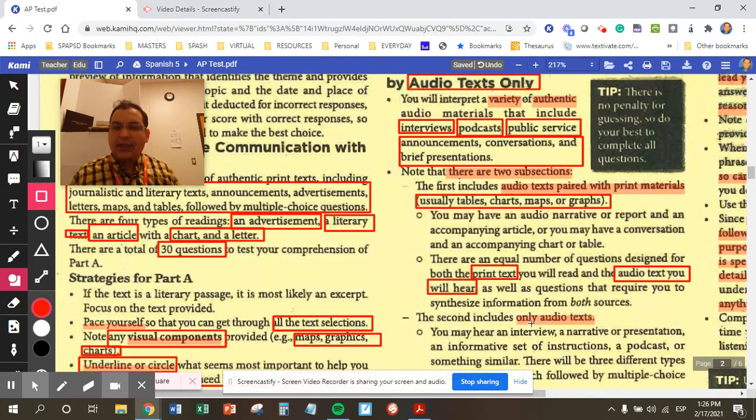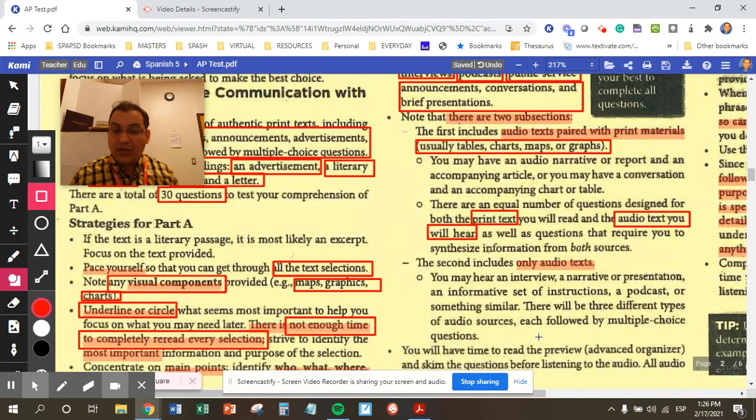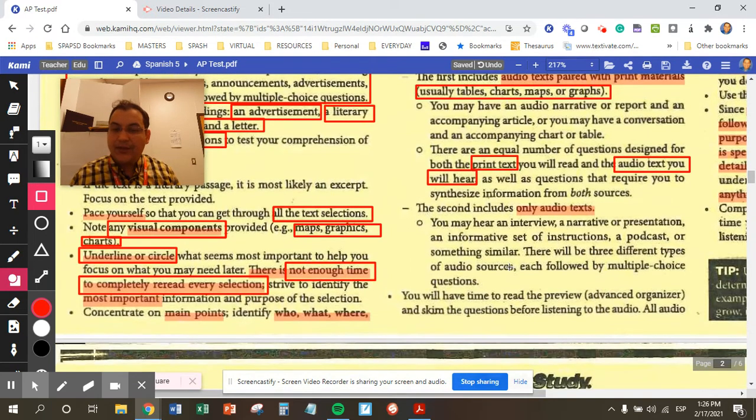The second includes just the audio. You may hear an interview or narrative or presentation or an informative set of instructions or podcast or something similar. There will be 3 different types of audio sources, each followed by multiple choice questions. How many audios? 3 different audios, okay?